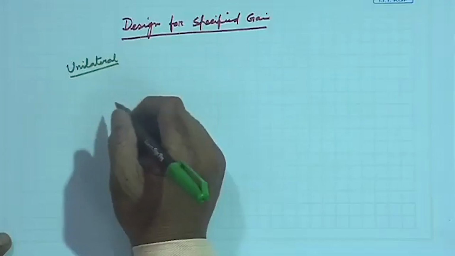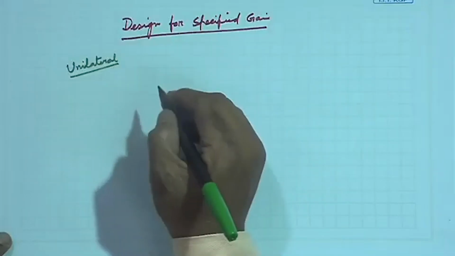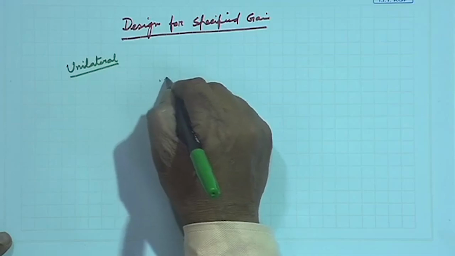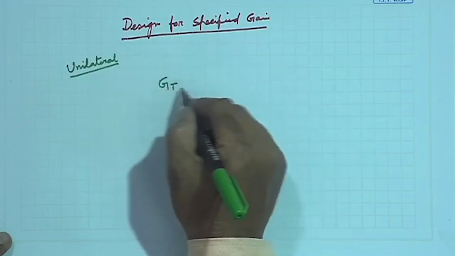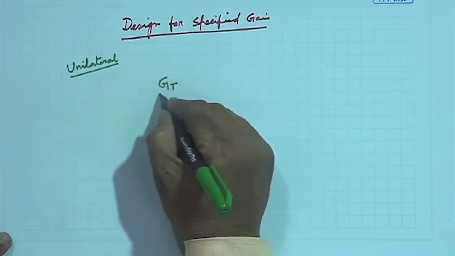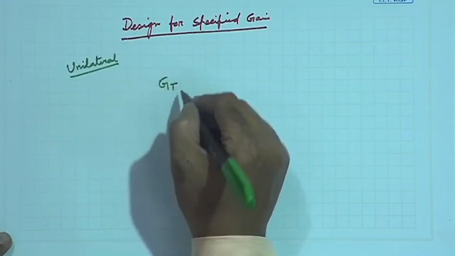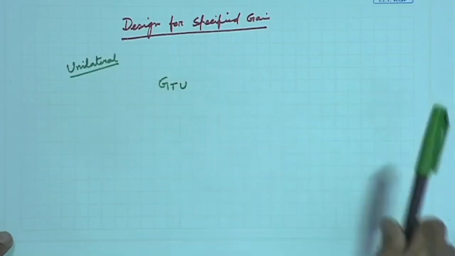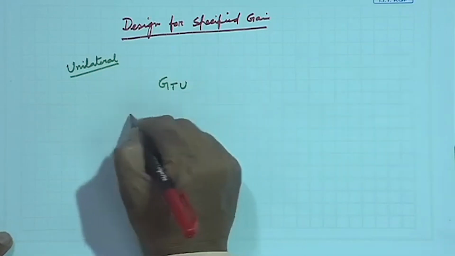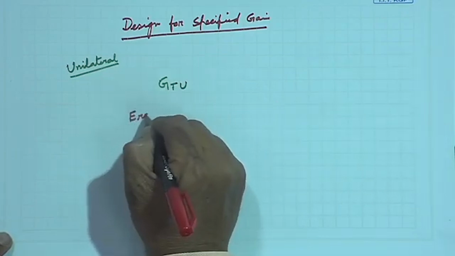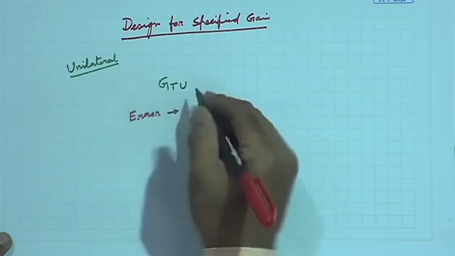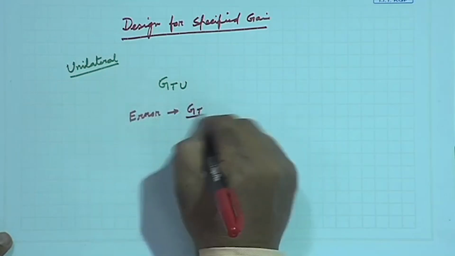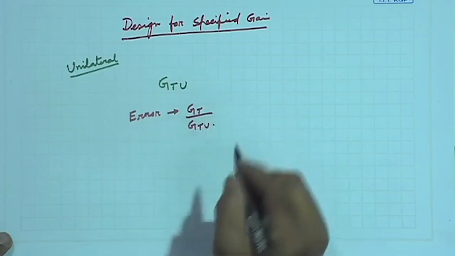For the unilateral case, if I make the unilateral approximation, my GT in the unilateral case, let us call that GTU. For an actual device, if it is not unilateral, can I say that I am committing an error of the order of GT by GTU?